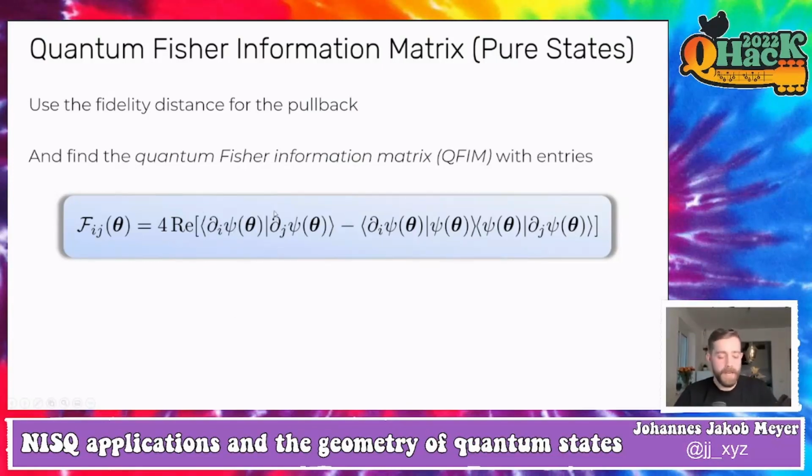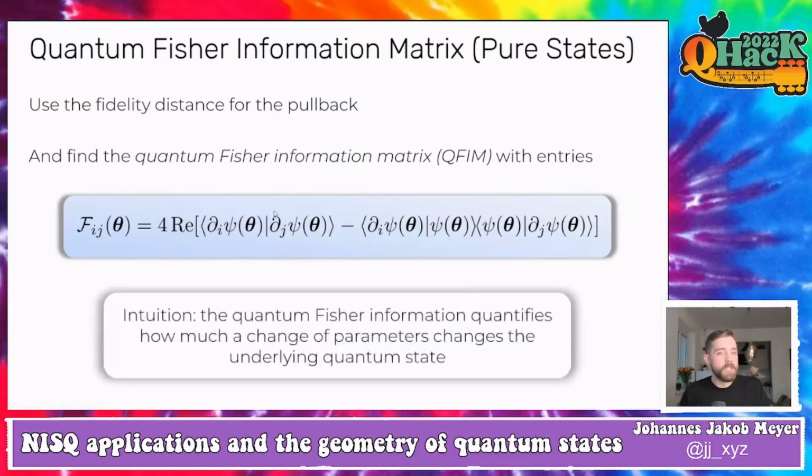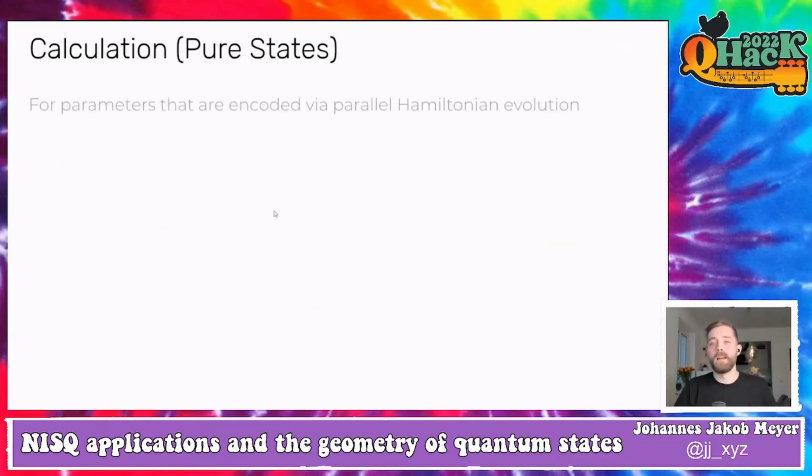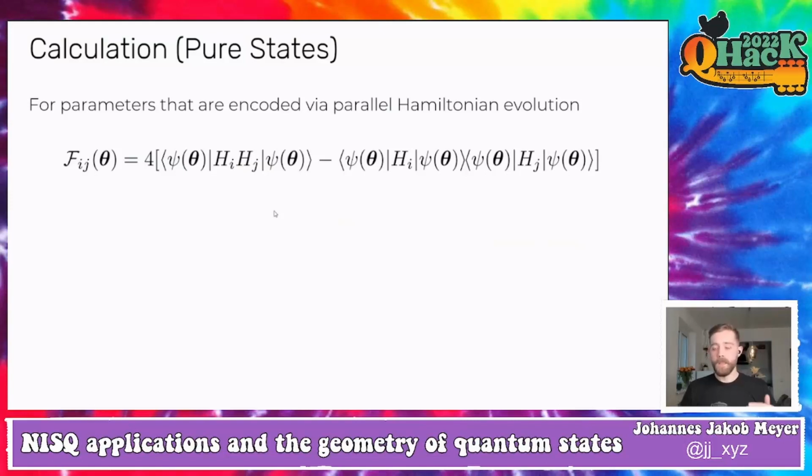But again, to give the intuition, this quantum Fisher information matrix quantifies how much the change of parameters, those thetas, results in the change of the underlying quantum state. And this is for pure states and for parameters that are encoded via parallel Hamiltonian evolution. So for example, think of a quantum circuit. On the first qubit, you do a Pauli Z rotation, and in parallel, you do a Pauli X rotation on the second qubit, for example. That is what I mean with parallel Hamiltonian evolution. For this, you have a rather simple formula where you can just take what you would call a covariance of those two operators, Z on the first qubit and X on the second qubit, and it gives you this Fisher information directly.